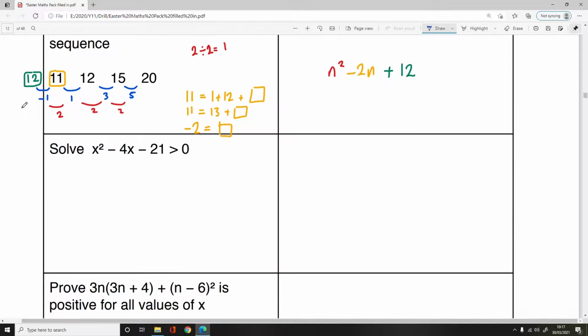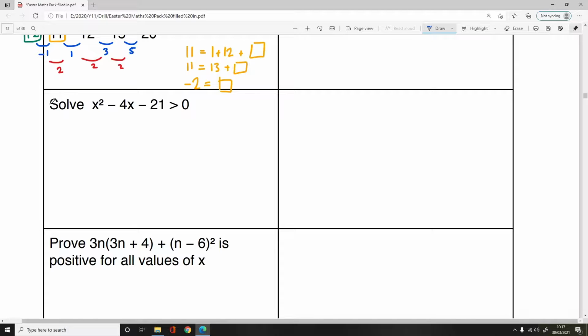Ooh, this one is interesting. So this is a quadratic inequality, and you tend not to see too many of these. So let's go through the steps. First step you want to do with this is to factorize. That adds up to minus 4, times is minus 21. That's going to be minus 7 and 3. Done loads of factorizing today anyway.